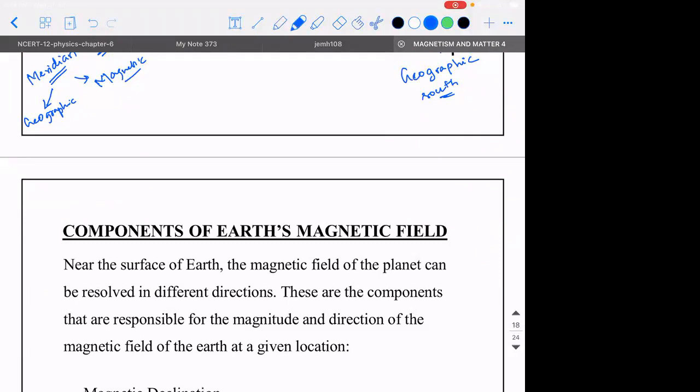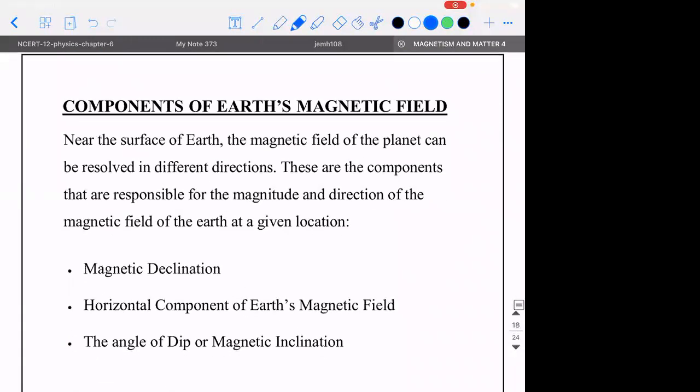Yes. Okay. Now, we are going to discuss the components of Earth's magnetic field. These are all the information that we need to give to find the location. For example, you're having a compass in your hand and you want to travel in a particular direction, then you need to know certain things with respect to the Earth's magnetism at the location in which you are, so that your travel will be even smoother.